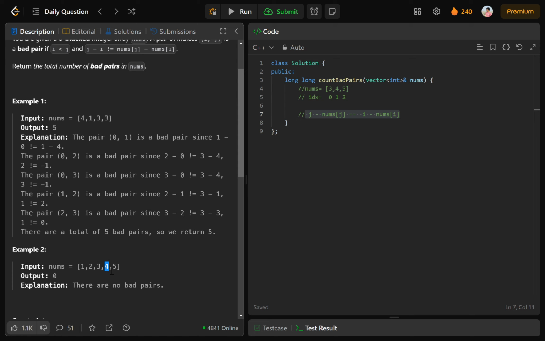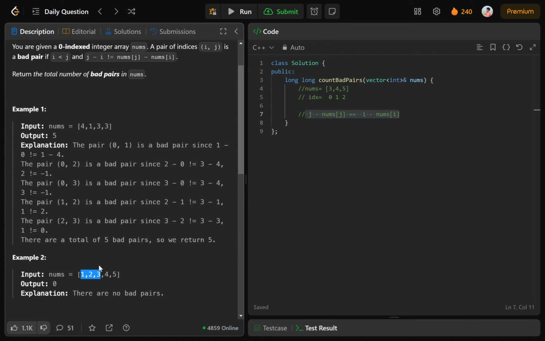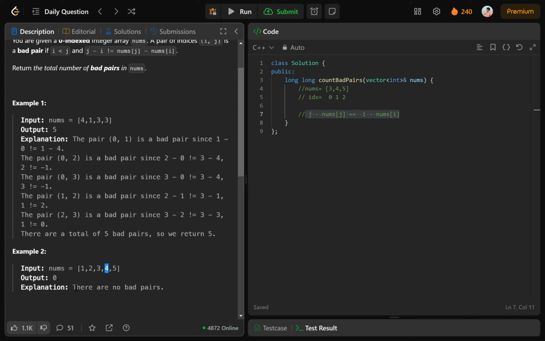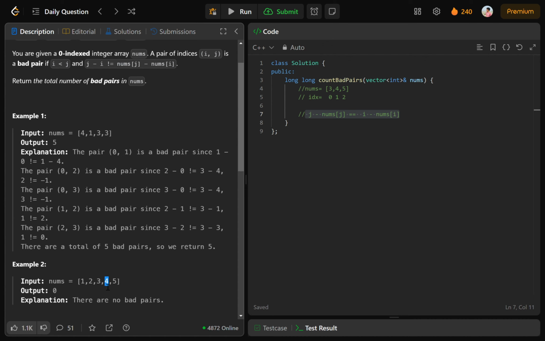Okay, so with its index the difference is 4 minus 3 equals 1, and we have already calculated these elements before, because we will traverse from left to right, so these three elements will also have a difference of 1 with their indexes. Okay, so we'll simply update the difference in an unordered map, and when we are at an element, we will simply check how many elements in the left side have the same difference as the current element.